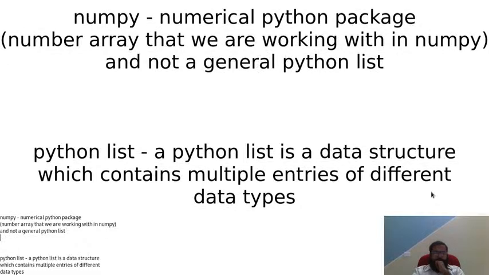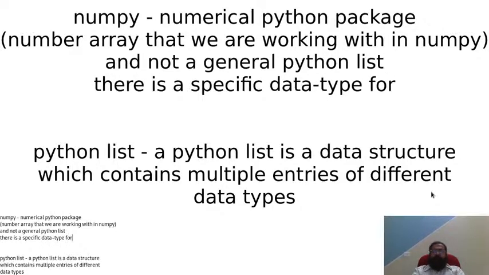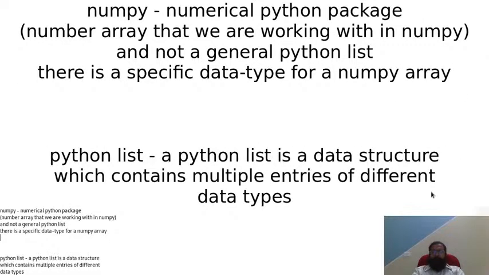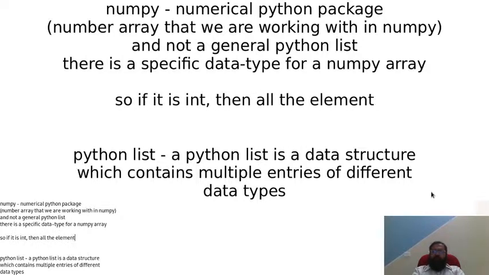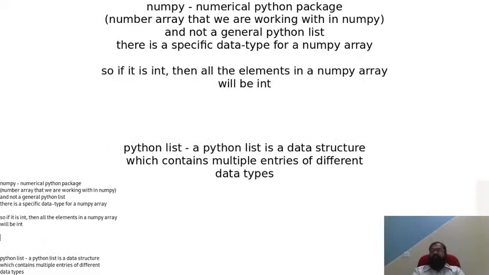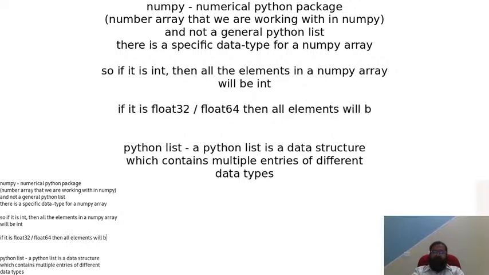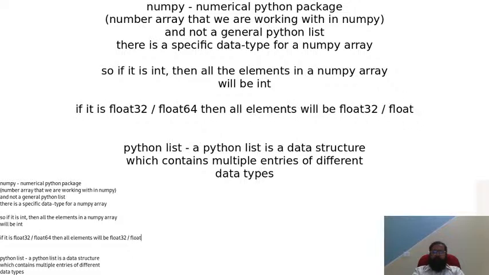Now, there is a specific data type for a NumPy array. If it is int, then all the elements in a NumPy array will be int. If it is float 32 or float 64, then all elements will be float 32 or float 64 respectively.